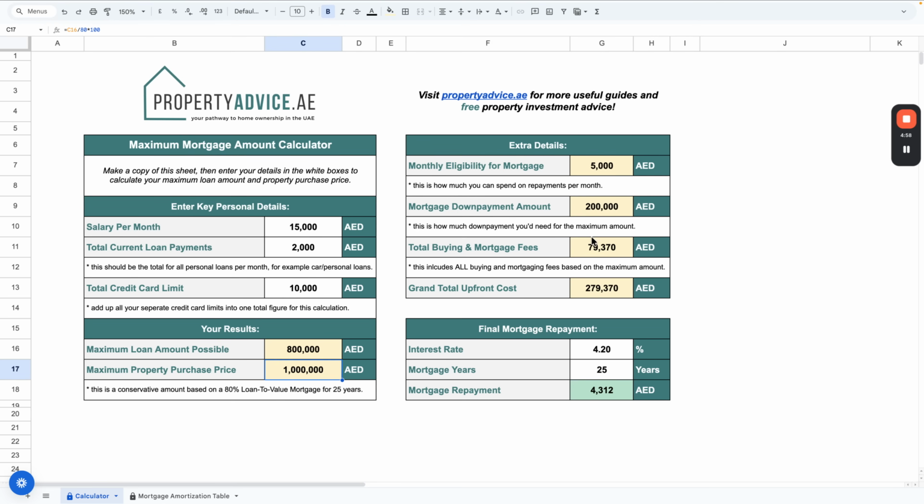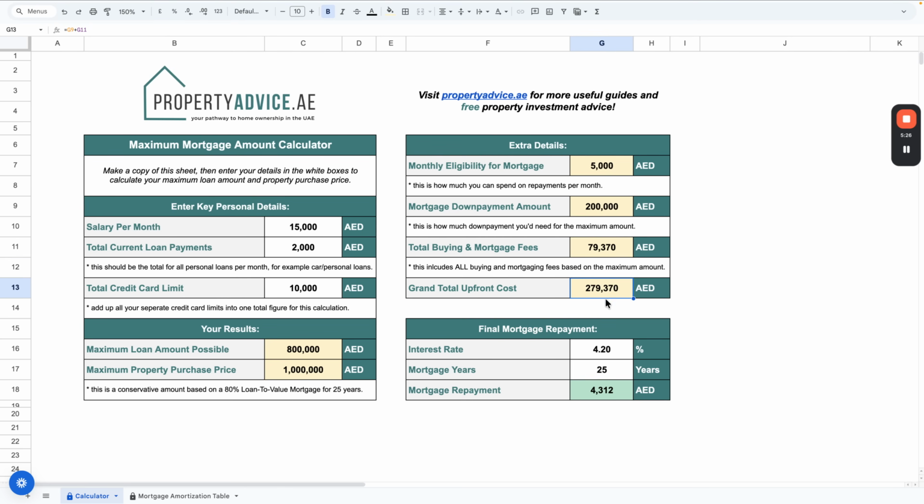However, don't forget there are a number of different fees to pay when you are buying property. So that includes DLD fees, agent fees, various registration fees, mortgage valuation, mortgage registration, etc. All of those fees have been conveniently calculated for you here based on these amounts. So in this case, it's about 80,000 dirhams in fees that you'll also need to add. So your true total upfront cost for this investment would be 280,000 roughly.